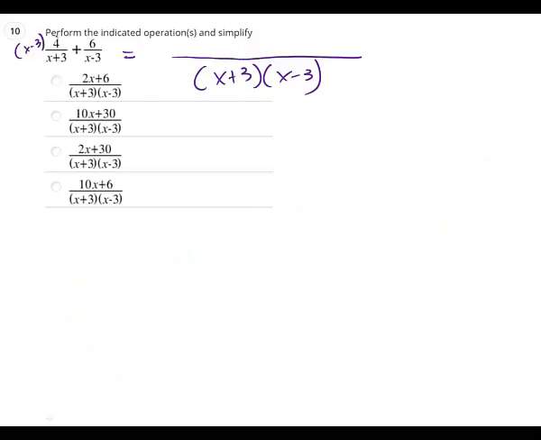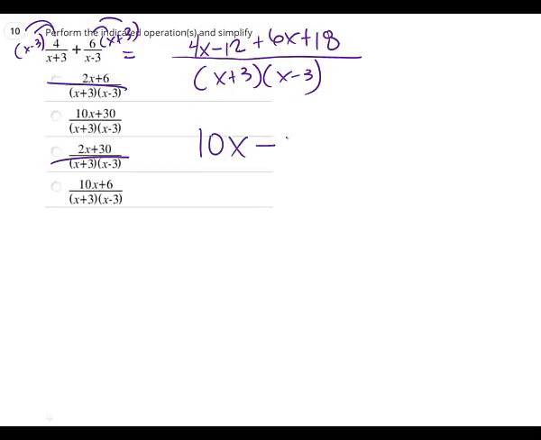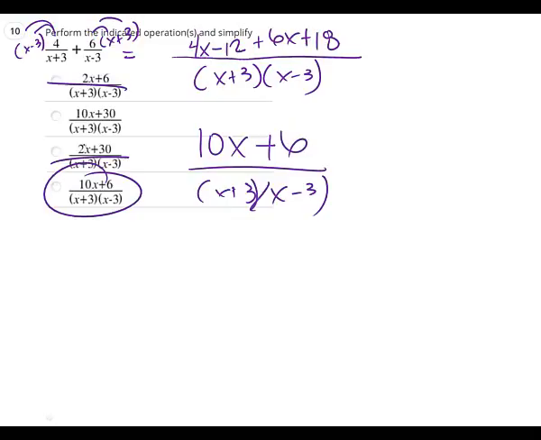So that's the only thing we multiply by, and we're going to distribute. So when you distribute, what do you get? 4x minus 12. Good. All right. What's missing in this second denominator? X plus 3. Distribute. What do we get? 6x plus 18. Good. What's 4x plus 6x? 10x. Okay, so I know it's not that one and not that one. What's negative 12 and positive 18? 6. It's positive 6, right? Yeah. Okay, and then x plus 3, x minus 3. So it's looking like the last choice there. Okay.